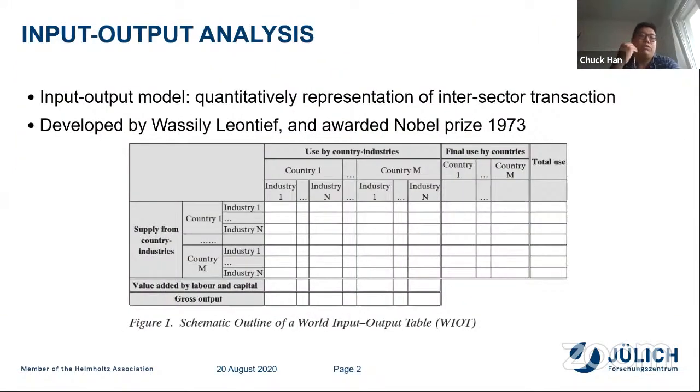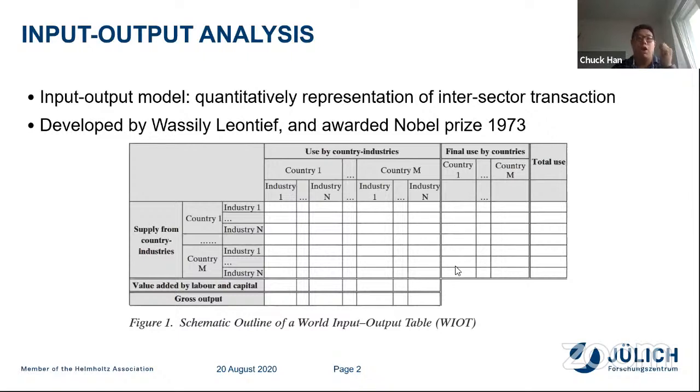First, let me quickly introduce the input-output analysis, also known as input-output network analysis. It's a quantitative way that represents the interdependence of different sectors or different countries, how the economic goods or economic capital are being transferred among them. The table here you can see is an example table. Each of the elements here represents flow from one industry in one country to another industry in another country.